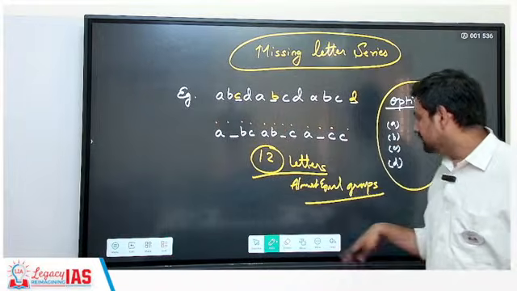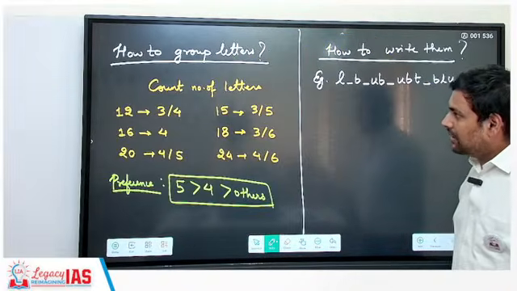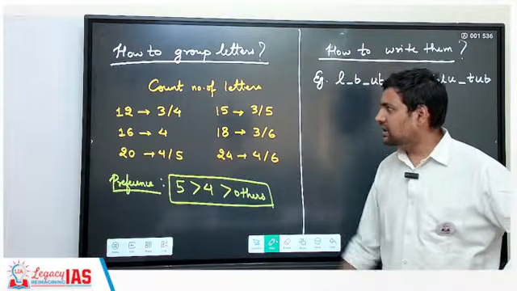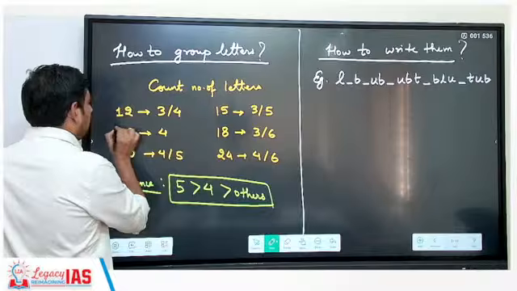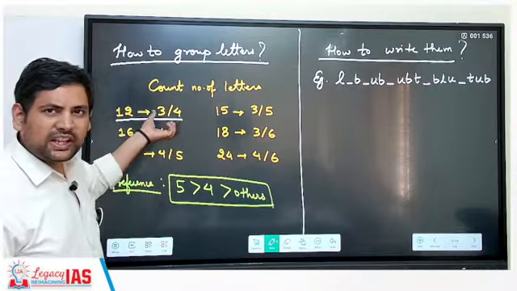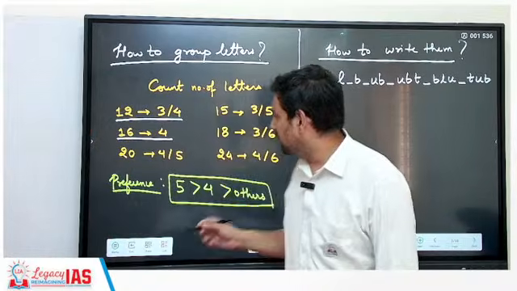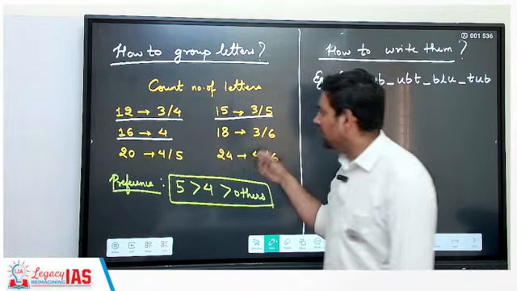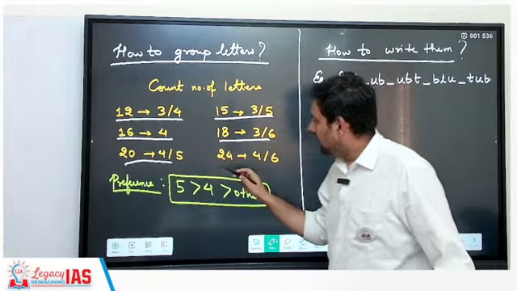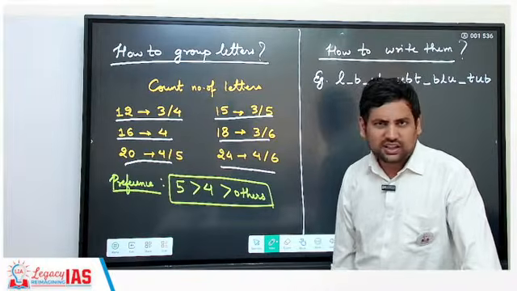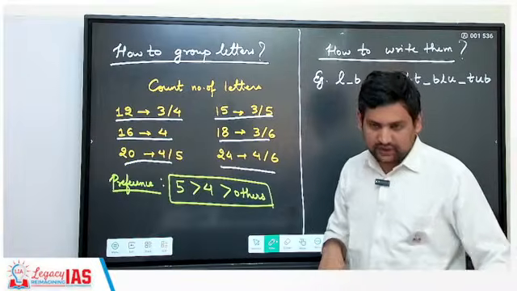So, almost equal groups here. Basically you count the number of letters. If for example you got 12, then this is divided into 3 or 4. If you got 16, then of course you divide it into groups of 4. If you got 15, then 3 or 5. If you got 18, then 3 or 6. With 24, 4 or 6. You understand? Correct? Just dividing them into groups like this.